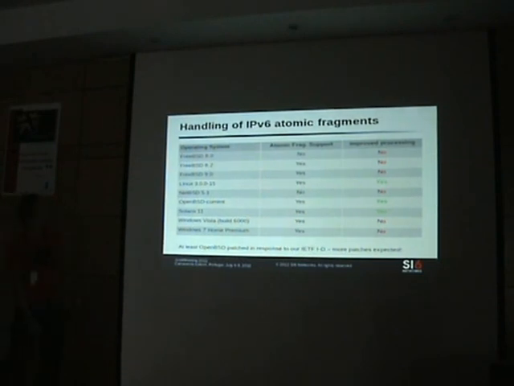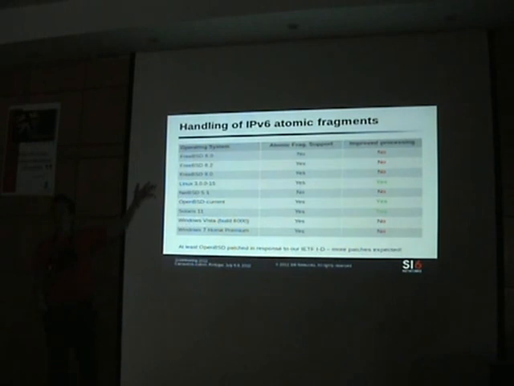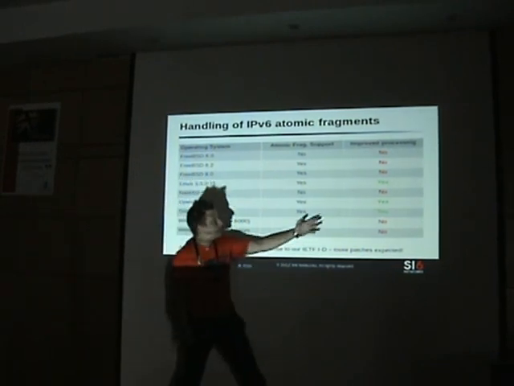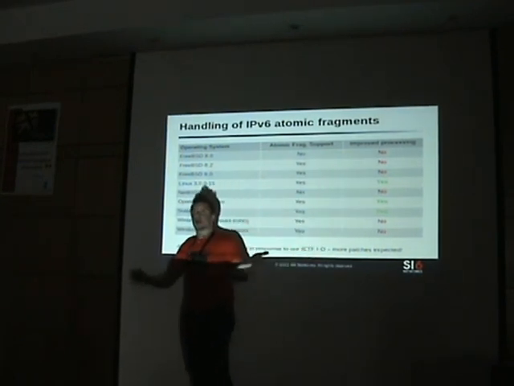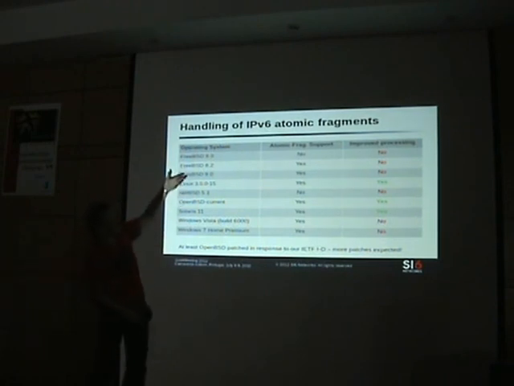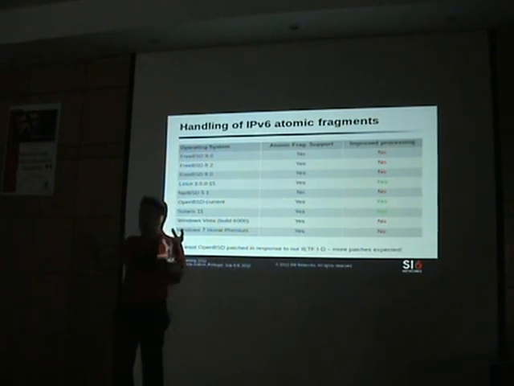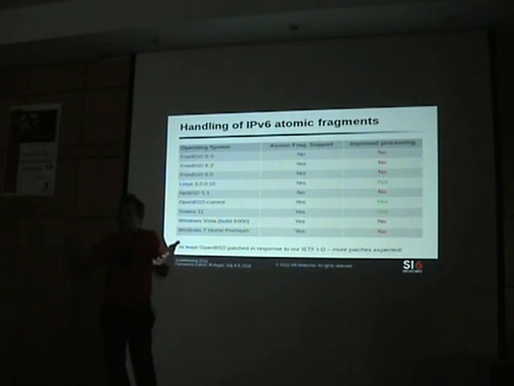There was the slide. So this is the assessment that we did for different implementations. So you can see, for example, whether they implement the improved processing or not. The improved processing, of course, means that, for example, in the case of all these versions of FreeBSD, if they receive an atomic fragment and they also have fragmented traffic using the same fragment ID, they will try to put all the fragments together, even when the atomic fragment doesn't need to be reassembled with anything.